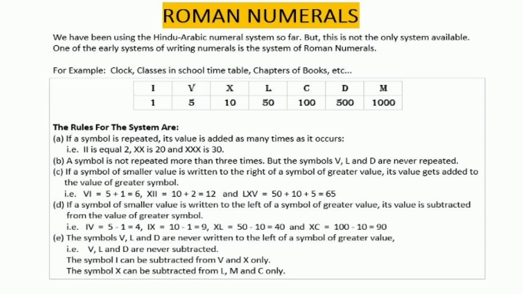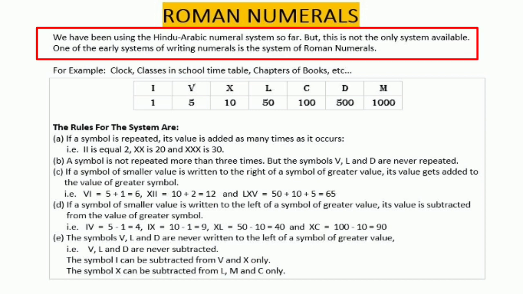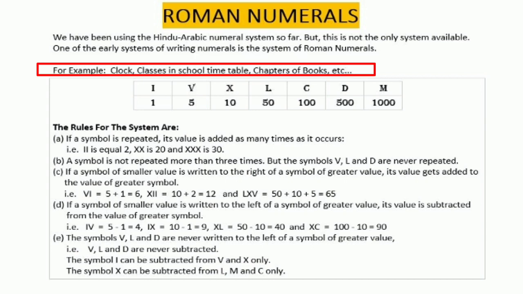Now come to our last topic, that is Roman numerals. Here we have been using the Hindu-Arabic numeral system so far. That means 1, 2, 3, 4. These numbers are used in Hindu-Arabic numerals. But this is not the only system available. One of the early systems of writing numerals is the system of Roman numerals. This system is still used in many places. For example, we can see the use of Roman numerals in clocks. It is also used for the classes in the school timetable, etc.